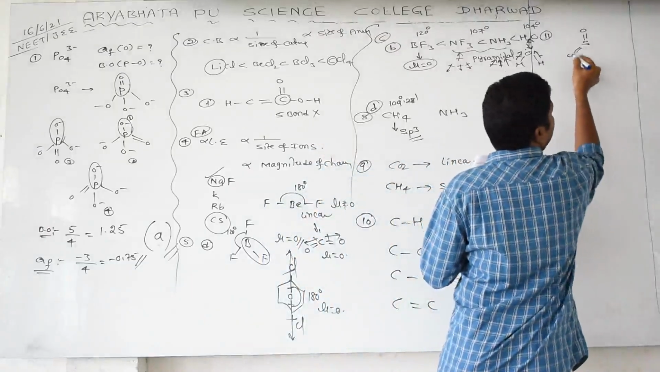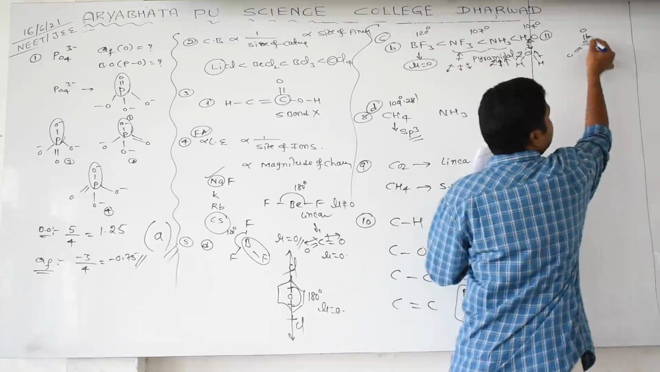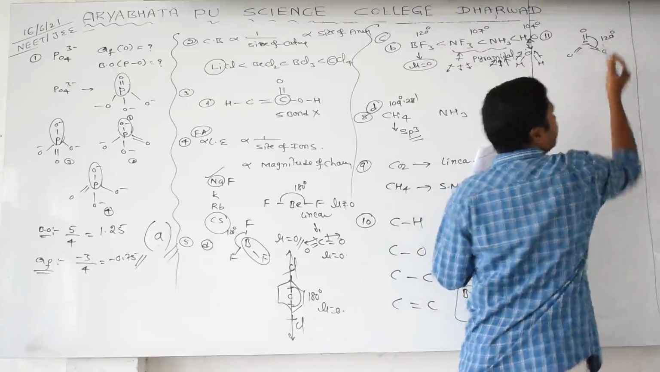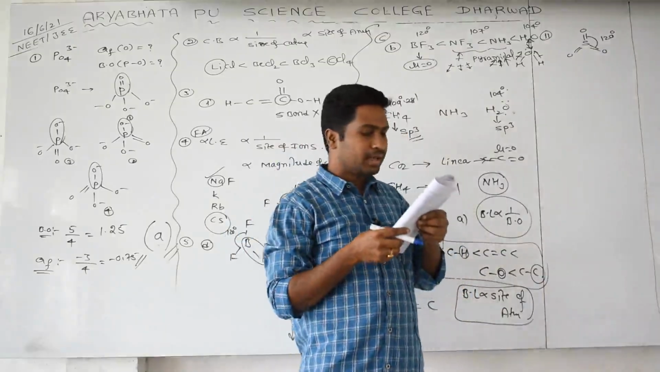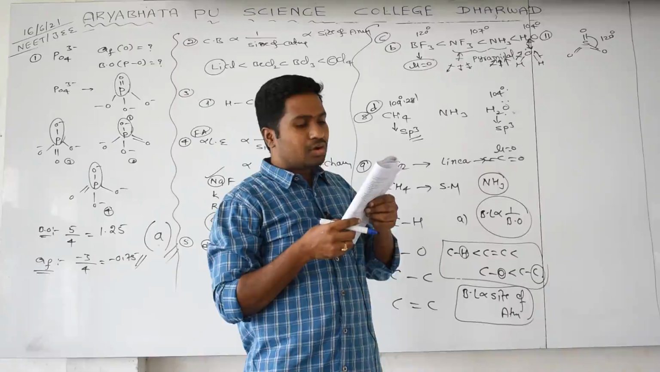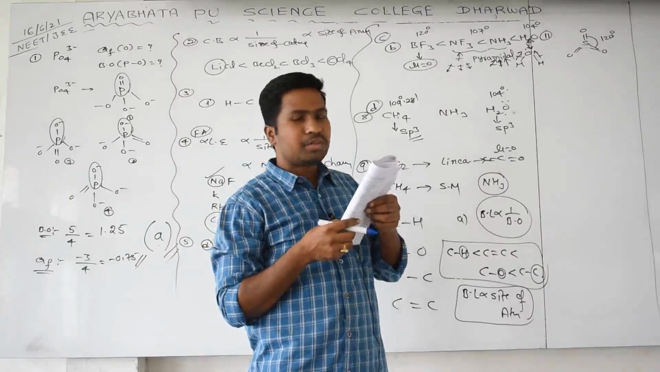Yes, double bond O, double bond O, and double bond O. Why? Because it is a symmetrical molecule. All bonds are the same, making the angle the same. So less repulsion, more stable, more comfortable. Go for next. The correct order of increasing bond angle in the following triatomic species.